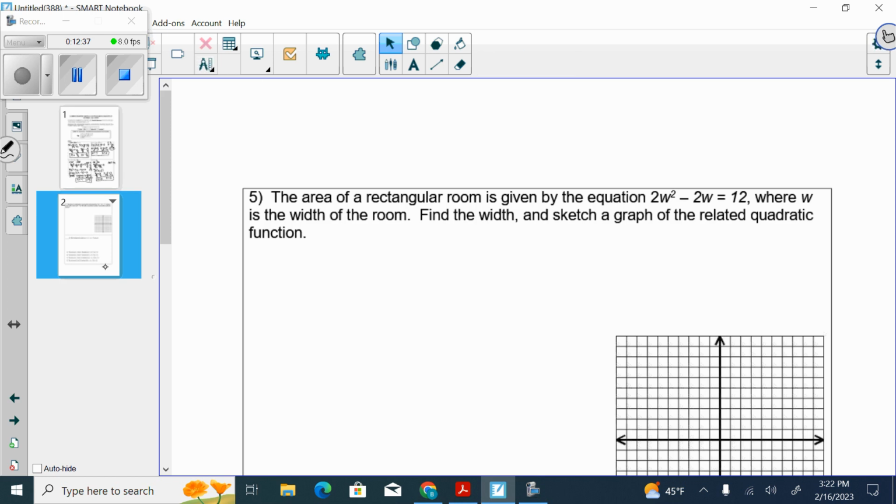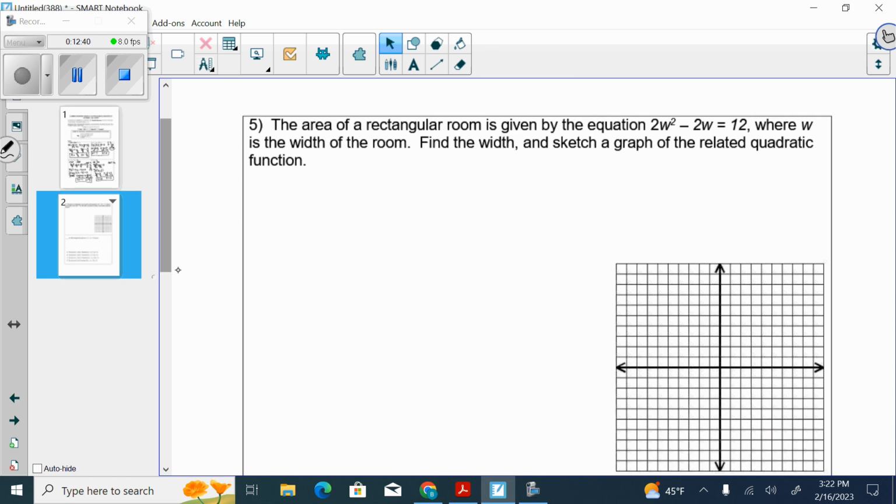All right, number 5 says the area of a rectangular room is given by the equation 2w squared minus 2w equals 12, where w is the width of the room. Find the width and sketch a graph of the related quadratic function.